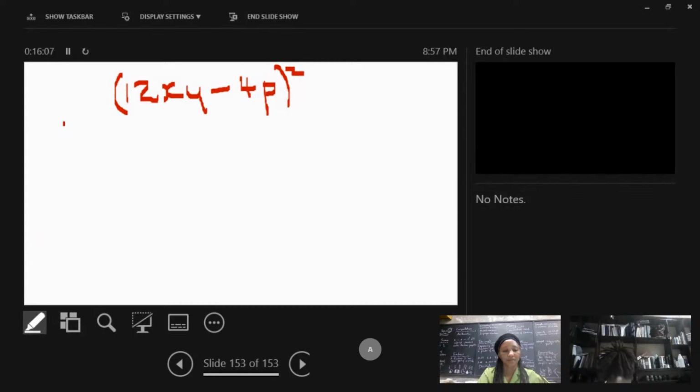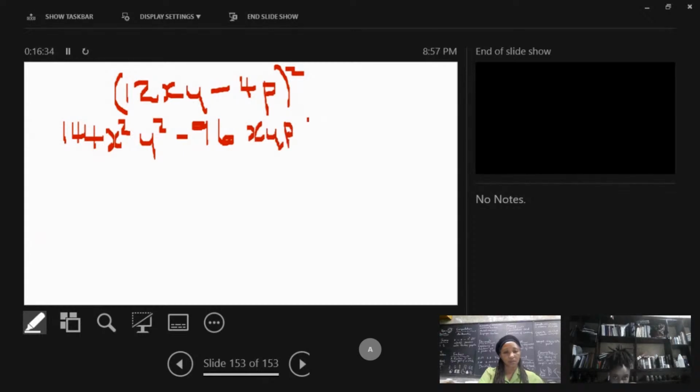So it's going to be 144 x squared y squared minus 48xyp. Would it be 48? Oh no, it would be 96xyp, plus 16p squared. All right. Flawless.